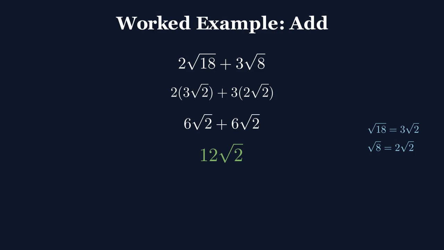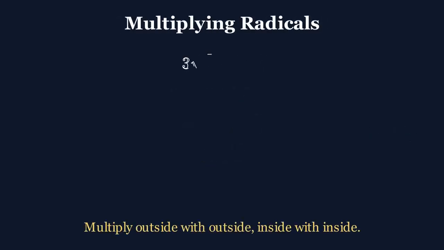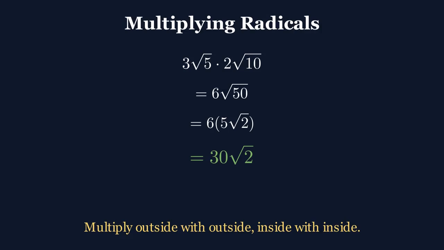Multiplying radicals is friendly. Multiply the numbers outside, multiply the numbers inside, and then simplify. For example, 3 square root 5 times 2 square root 10. 3 times 2 is 6, and square root 5 times square root 10 is square root 50. Square root 50 simplifies to 5 square root 2, so the final answer is 30 square root 2.